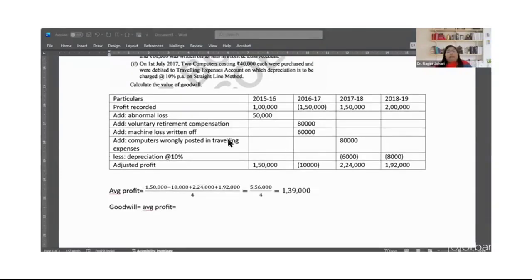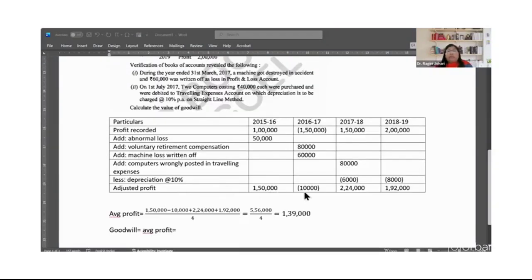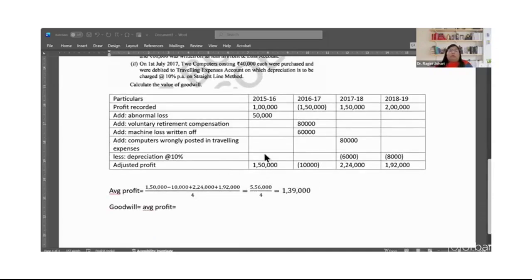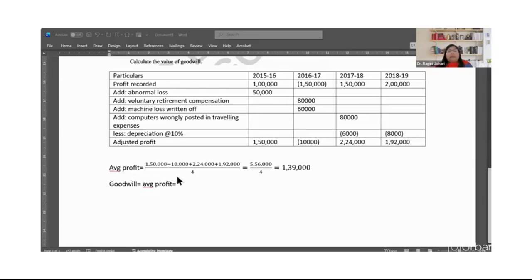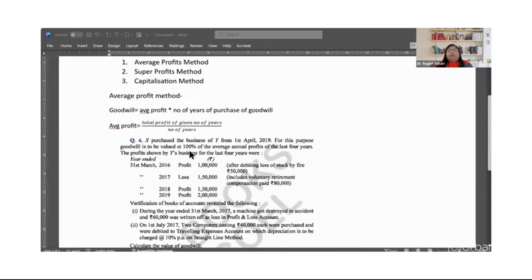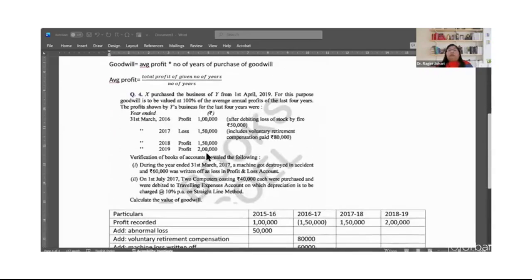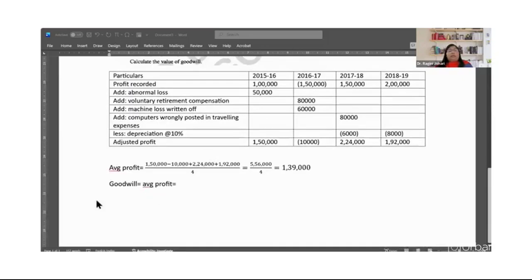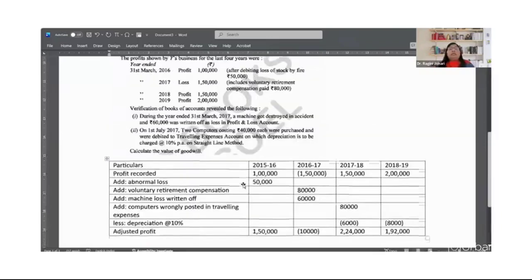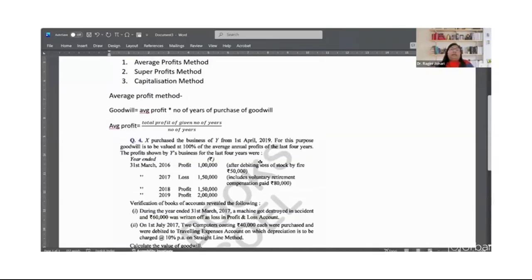So we were talking, yeah. So the adjusted profits that we have arrived at here are this. And we have summed it up and averaged it out. 1,39,000 is the average profit. Now, as the question says that goodwill is to be valued at 100% of the average annual profit of the last 4 years. So that means goodwill is equal to average profit, that is 1,39,000.